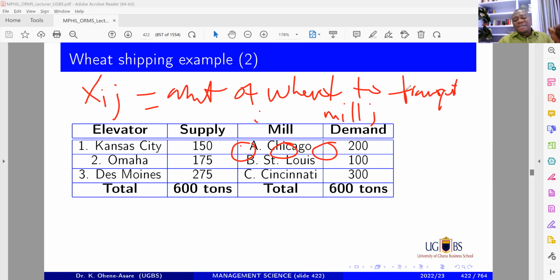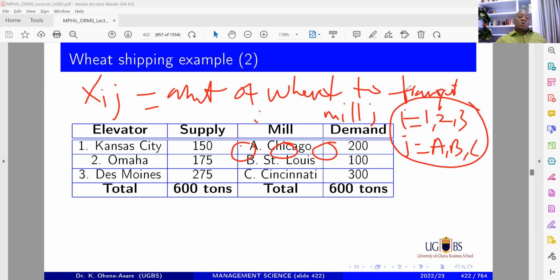But after this, you have to define what i stands for. So the i are how many? 3. So you have to write that i is 1, 2, and 3. And what about the j? The j is also 3, but they were represented by A, B, and C. You have to define the i and j. If you don't define this, your whole decision variable is not correct. So it's important to tell us what the i represents and what the j represents.